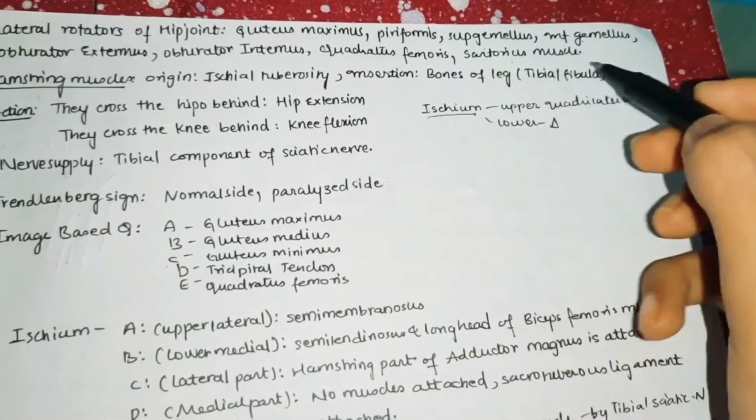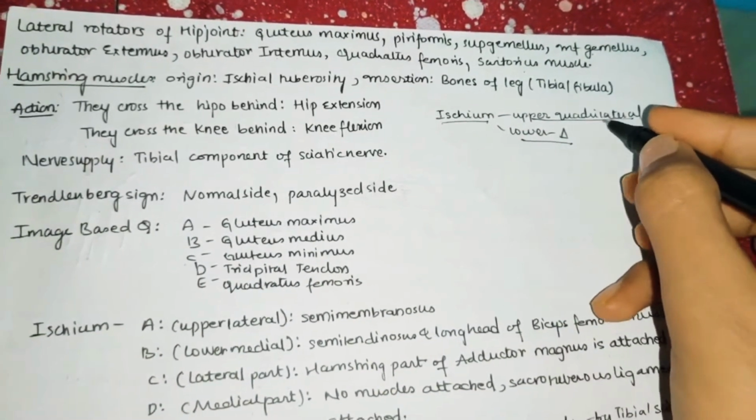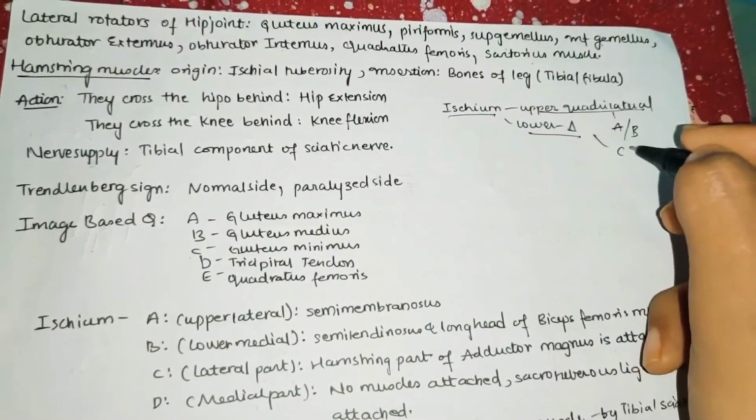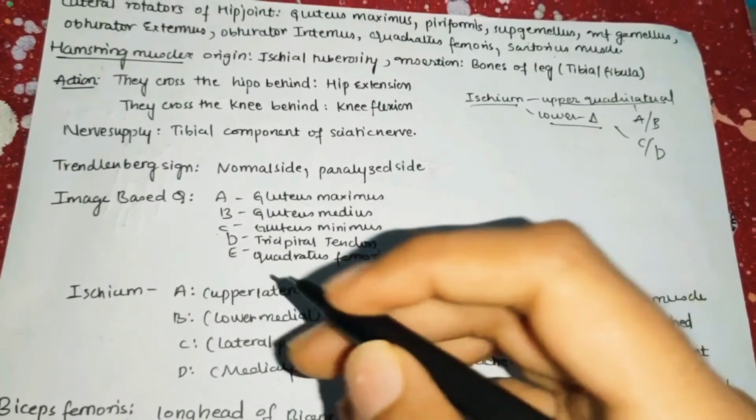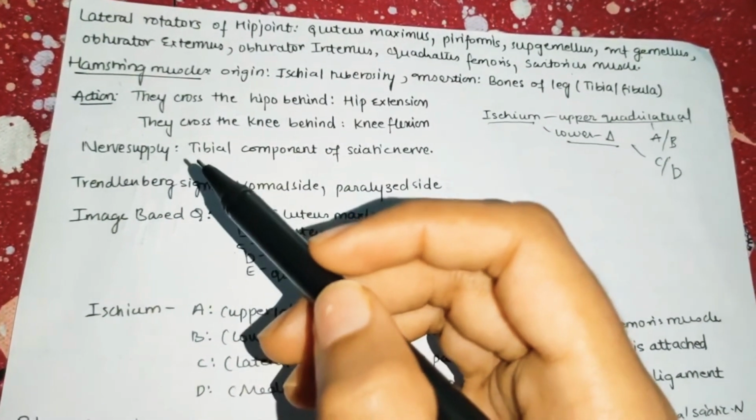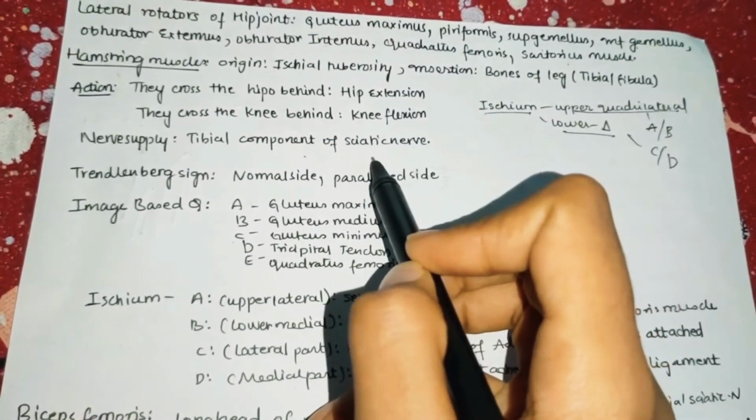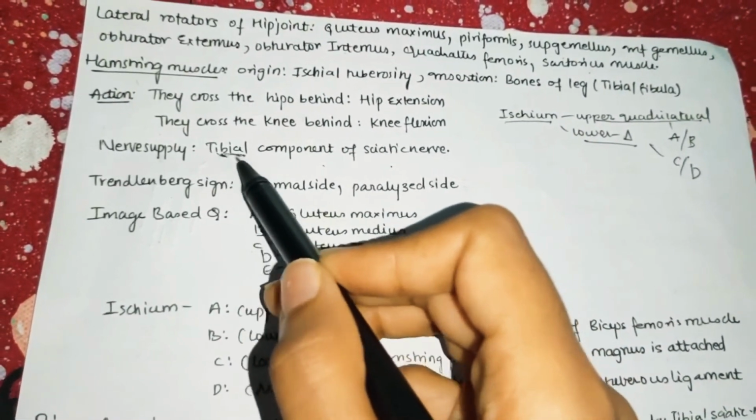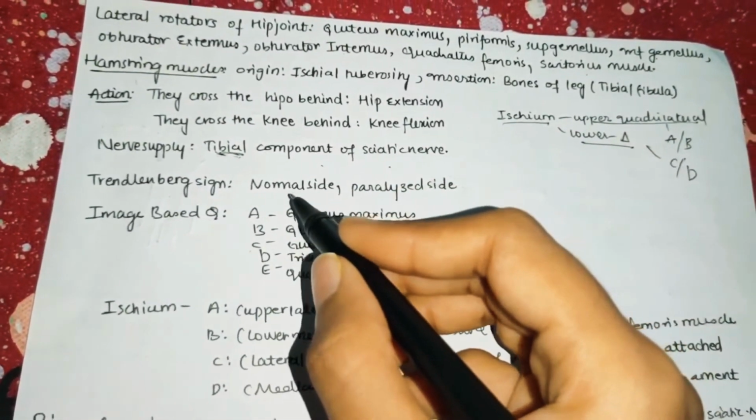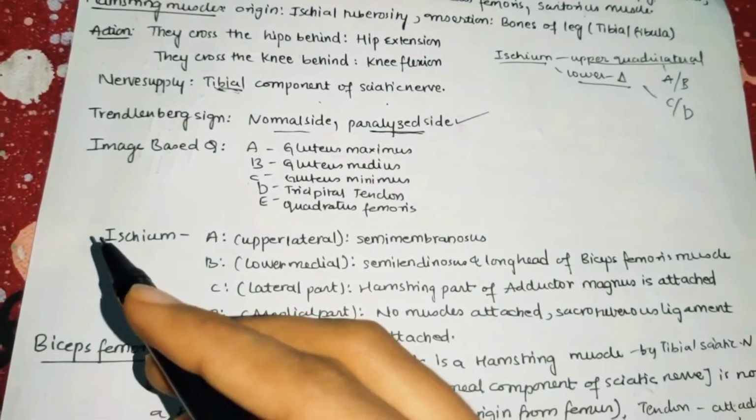So I already showed in the diagram the ischium is divided into upper quadrilateral and lower triangular part, okay, and how upper quadrilateral is divided into A and B and lower into C and D. I'll show that and also discuss this, okay. We'll see the theory also. So these hamstring muscles, the posterior muscles of the thigh, are supplied by the tibial component of the sciatic nerve. Remember the tibial component, okay, and the Trendelenburg sign, if you see on the normal side and paralyzed side, I showed the diagrams also. This is about diagrams.